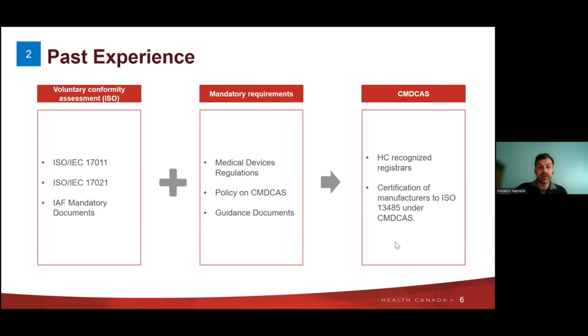And so they apply 17021 to the auditing organization. So these are the rules that the auditing organizations have to follow within this voluntary system. And so they get oversight by these accreditation bodies. And so that's sort of the voluntary conformity assessment system.